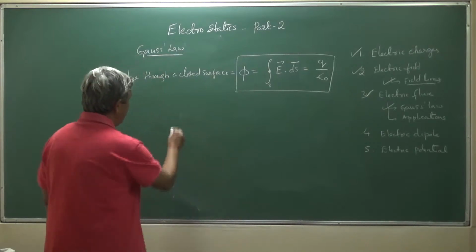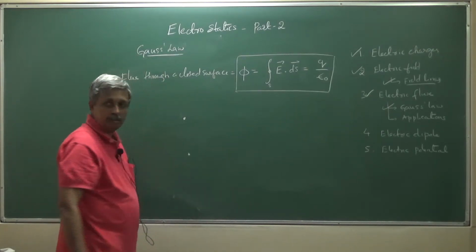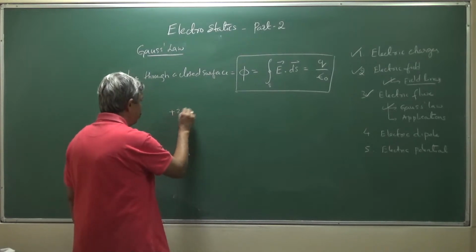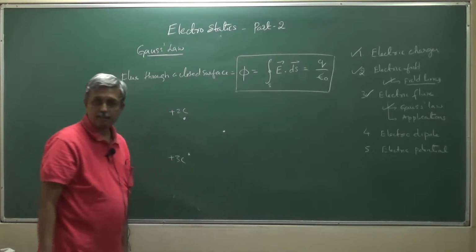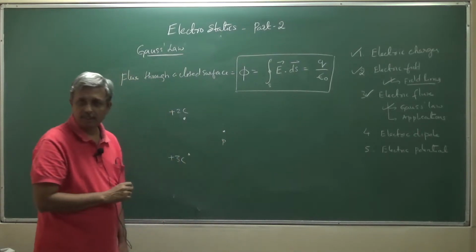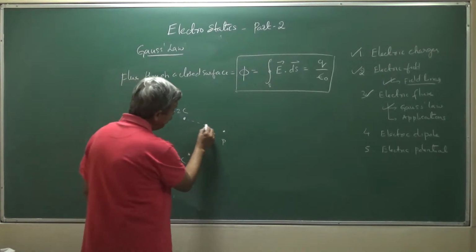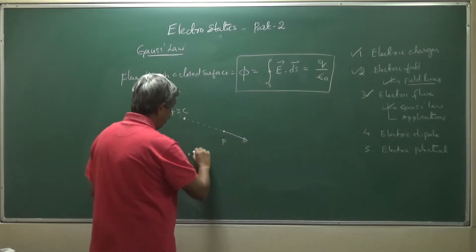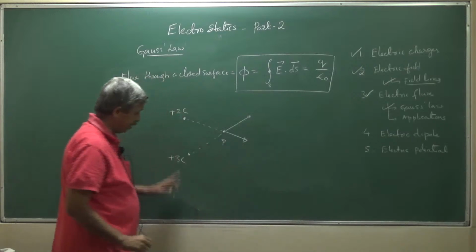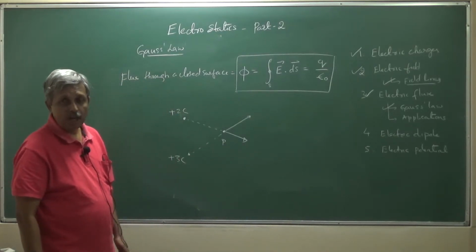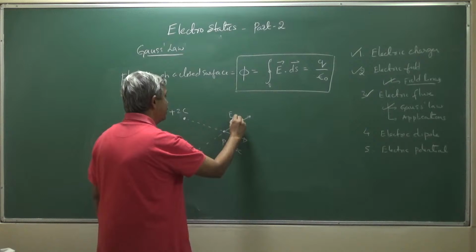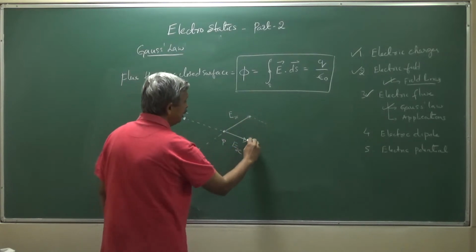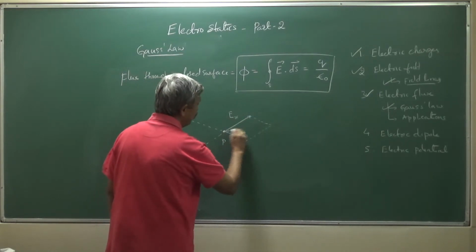Let's say I have two charges, plus 2 coulomb and plus 3 coulomb, and I want to calculate the electric field at this point. It's not very complicated. I will find that this electric field is like this, and this one is slightly bigger. This is the electric field due to 2 coulomb, and this is the electric field due to 3 coulomb. The resultant electric field is the vector sum of these two.